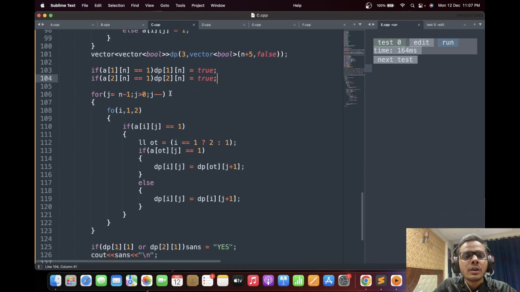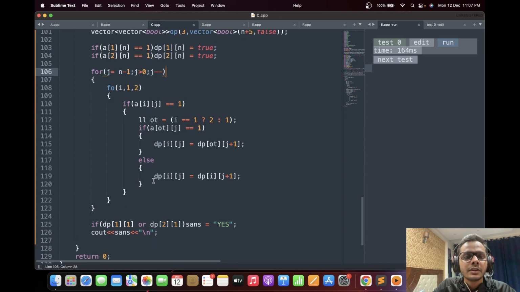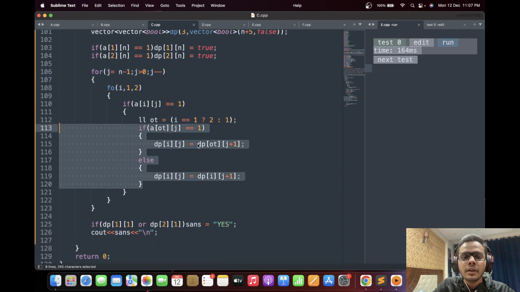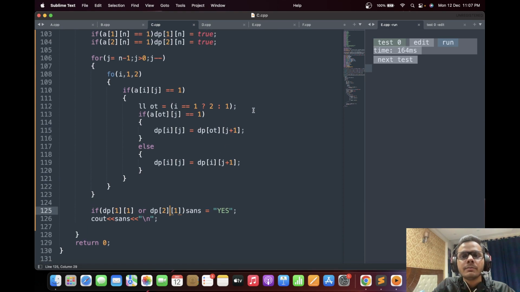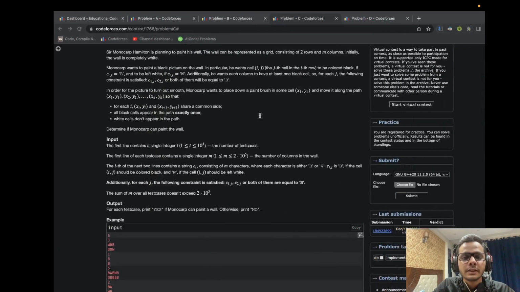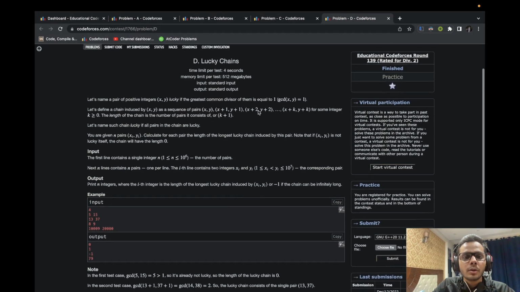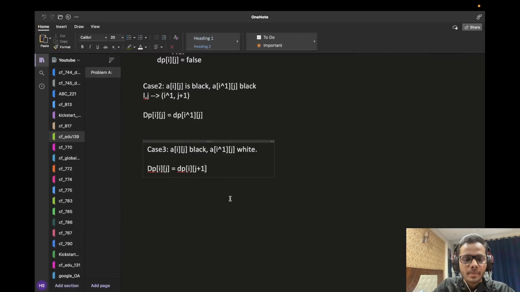Now we look at all the columns other than the last column, and the transitions are pretty much the same as I had already written, and the final answer is going to be either dp[1][1] or dp[2][1]. Okay, cool. So yeah, this finishes problem C. Let's now look at the last problem, problem D.